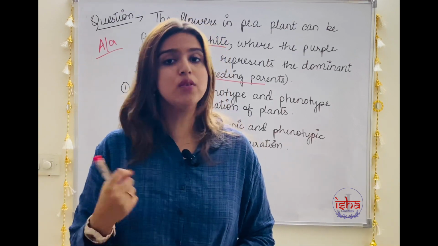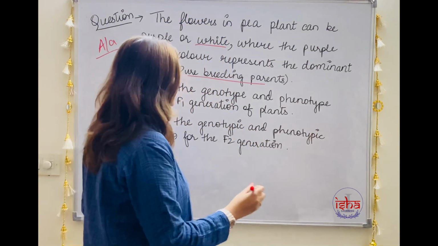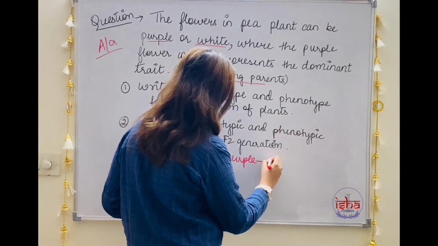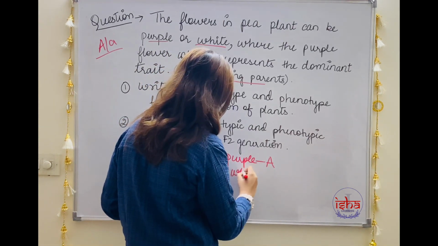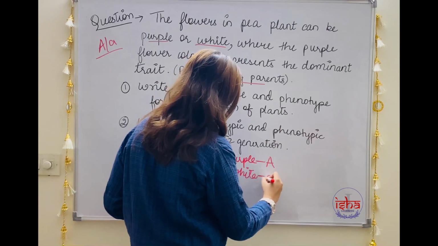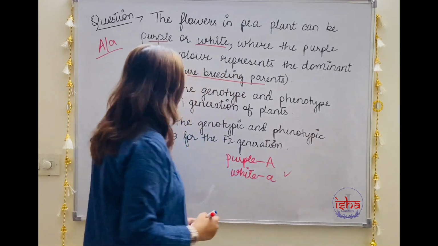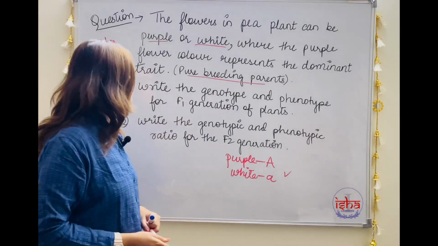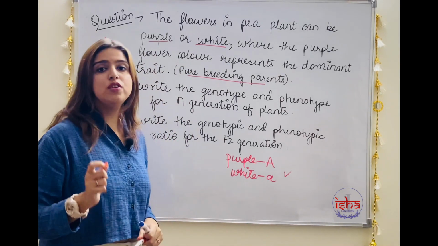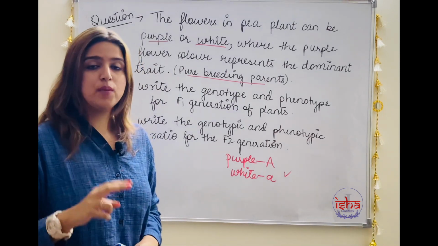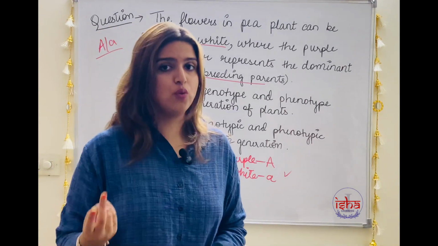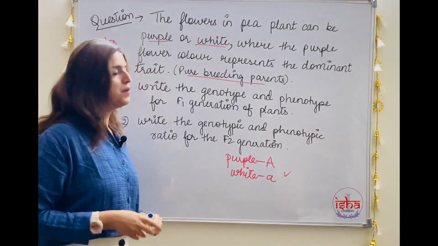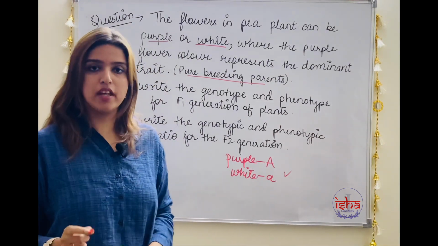First of all, let's try to denote them. The dominant color is the purple flower color, so we are going to denote that by capital A, and white is going to be denoted by a small a. First step done. Step 2. Now let's read ahead. Write the genotype and the phenotype for the F1 generation of the plants. Determining this is going to be step 2. Step 3 will be to write the genotypic and the phenotypic ratio for the F2 generation.